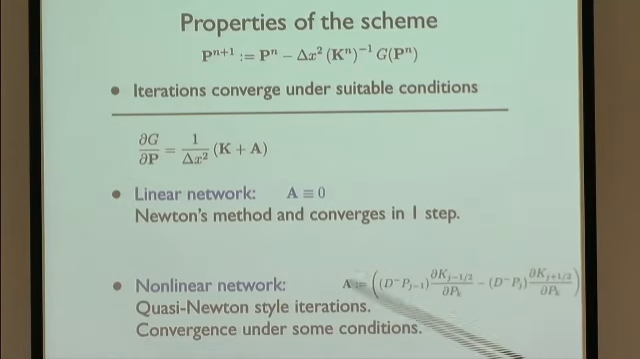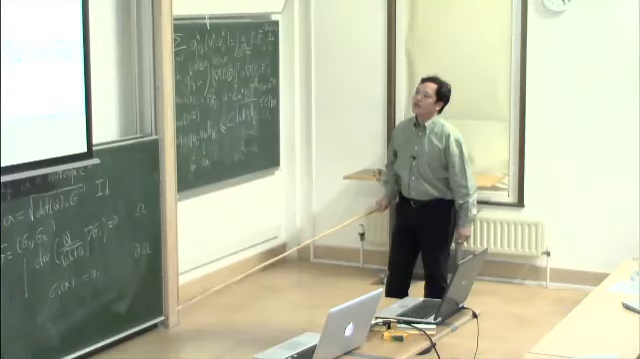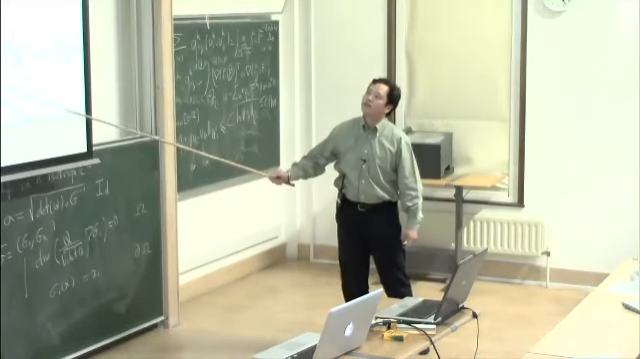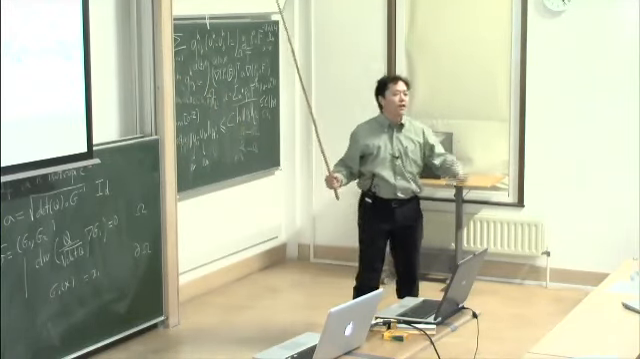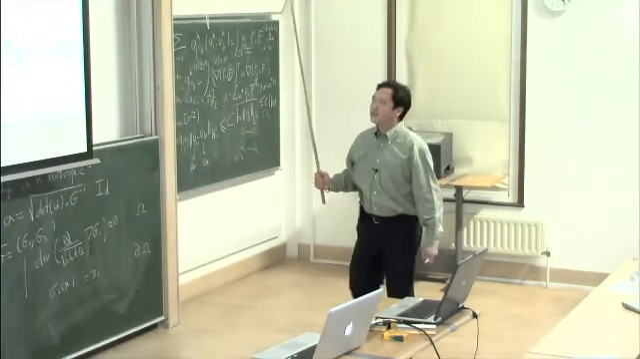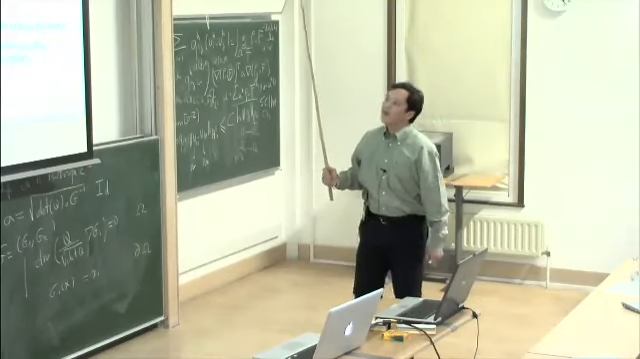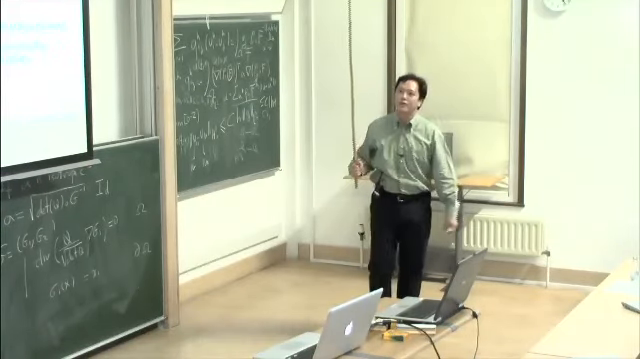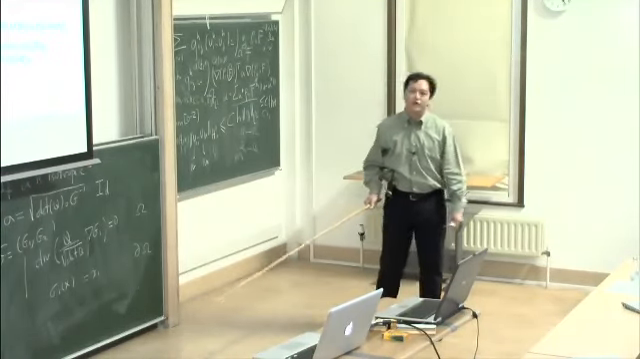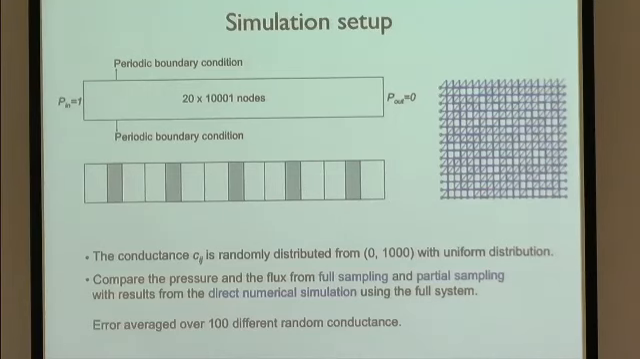If it's nonlinear, then you can interpret this as an iterative scheme in the style of quasi-Newton iterations. And of course, in order to prove convergence, you need to get the usual conditions. But in general, for the examples that we tried, we get convergence all the time. It seems to be pretty robust against the initial guess.